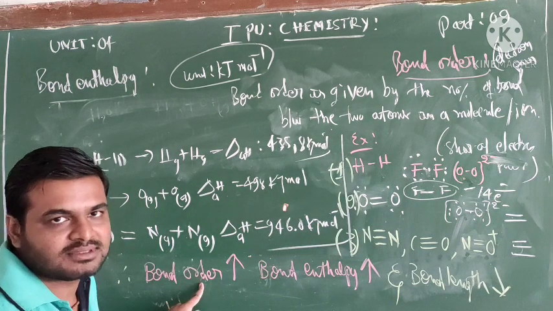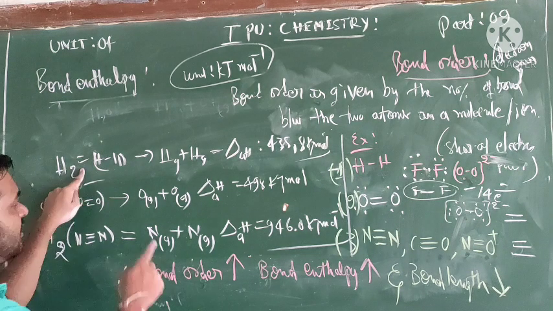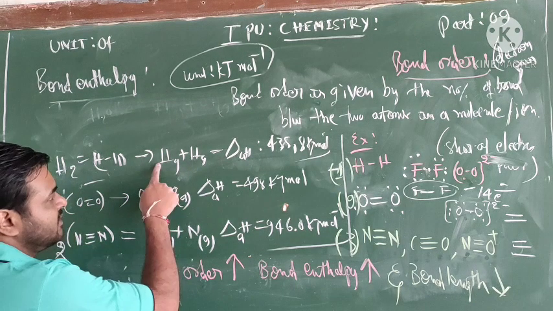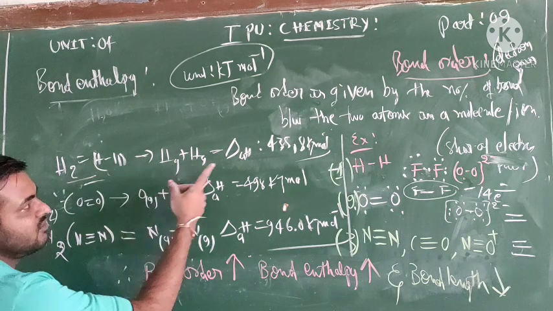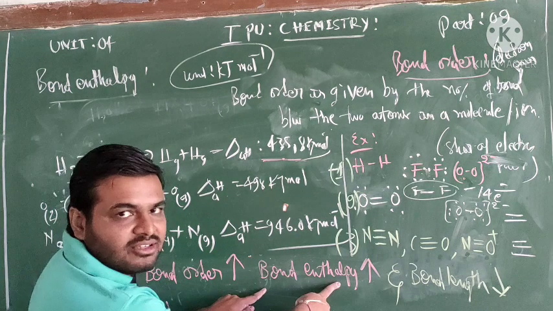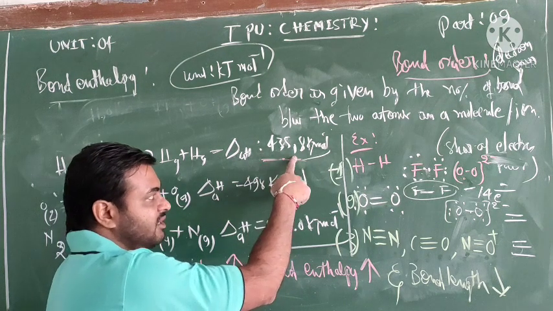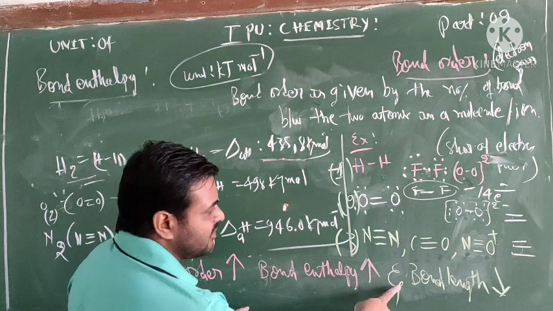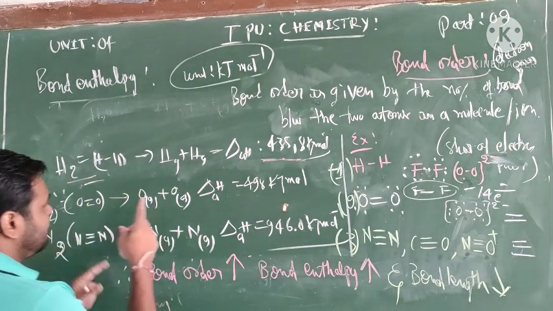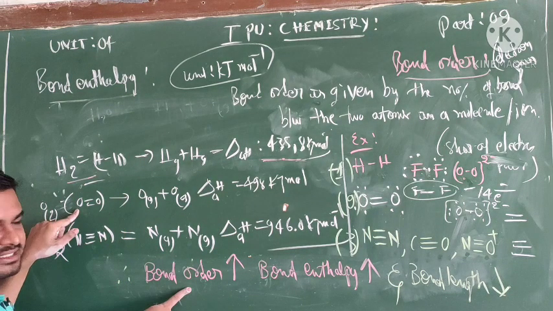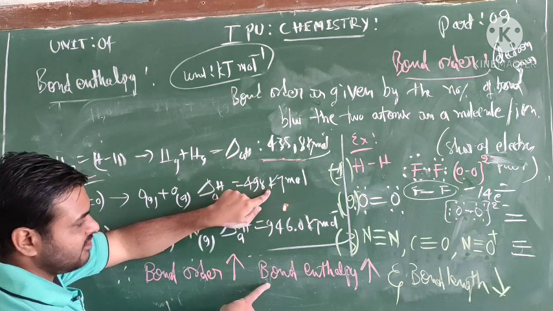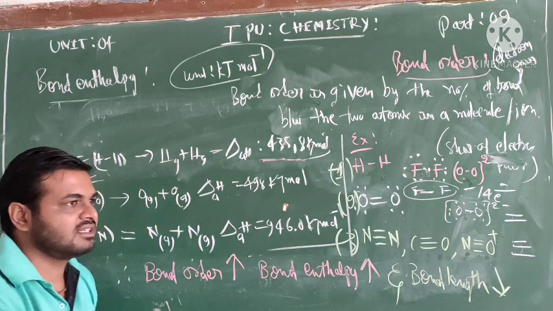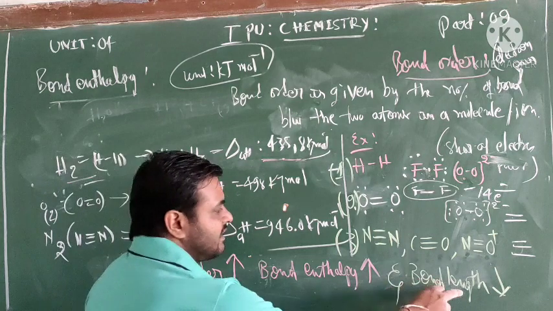Hydrogen, hydrogen, single bond. See here, hydrogen, hydrogen bond order is single, 1 bond order. They give a gaseous molecule; to break it down, this is what? Bond enthalpy. Bond enthalpy is 435.8. Bond order increases, bond enthalpy increases, but bond length decreases. See here, double bond. The bond order increases. As usual, bond enthalpy increases, bond length decreases.